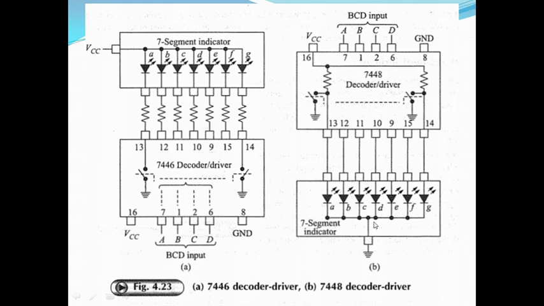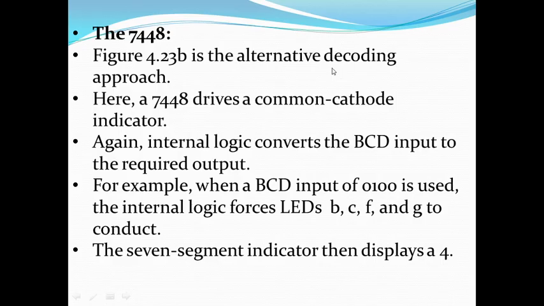Here the cathode is common, so the outputs are connected directly to the anodes of each 7-segment unit, A to G. Here the current limiting resistance is within the IC itself. In the 7446 you have to connect it externally, but here it is within the IC itself. This is the IC 7448. Figure 4.23b is an alternative decoding approach, where the 7448 drives a common cathode indicator.